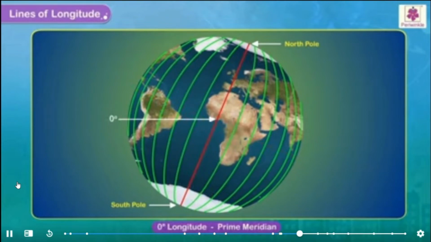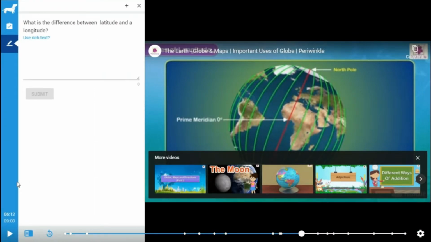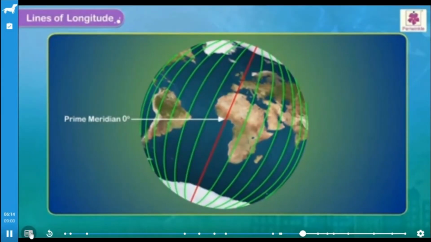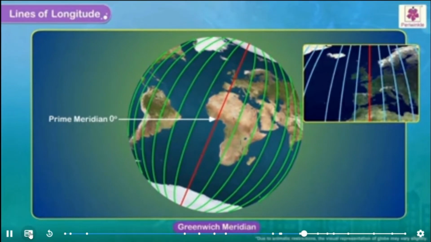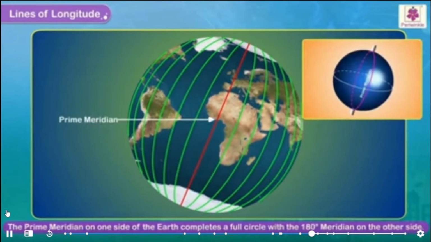The 0-degree longitude is called the prime meridian. It is also called the Greenwich Meridian because it passes through a village named Greenwich near London. The prime meridian on one side of the Earth completes a full circle with the 180 degrees meridian on the other side.